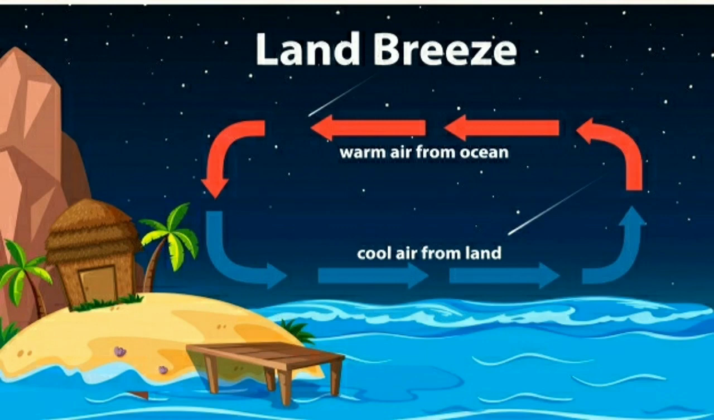In this picture, you can see that during the night time, the warmer air, which is represented by red arrows, is rising up and the cooler air from the land, which is represented by blue arrows, is moving towards the sea. Since the air is moving from land to the sea, it is called land breeze.